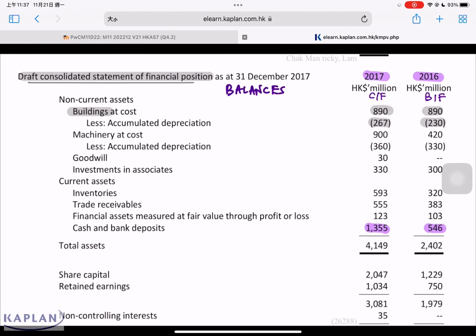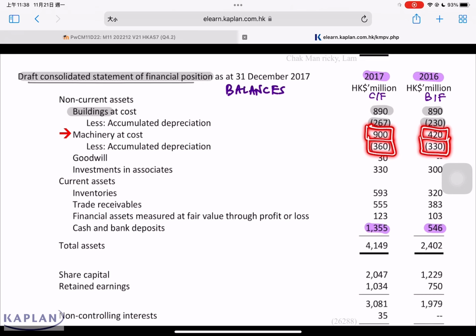Working 1. Now we'll look at machinery, cost, accumulated depreciation. We have the brought forwards, and this will be the carry forwards. We need to know the opening and closing balance. Look at balance sheet. Opening for machinery cost is 420, closing is 900. Accumulated depreciation is 330. Last year, this is 360.